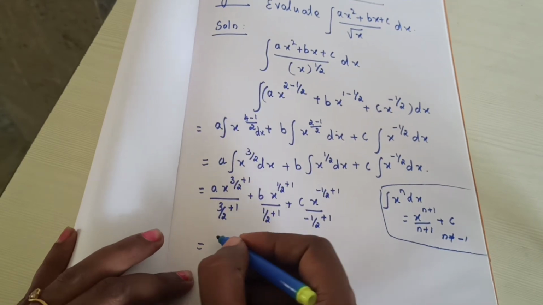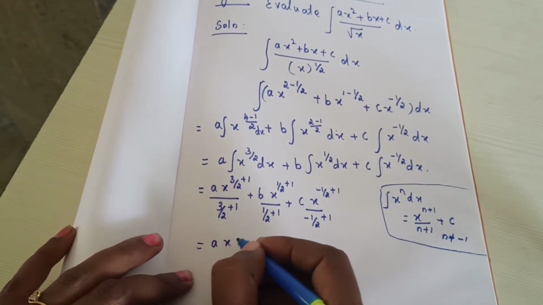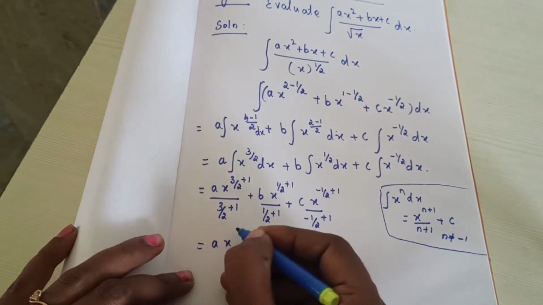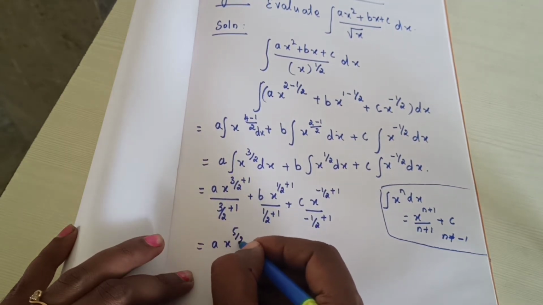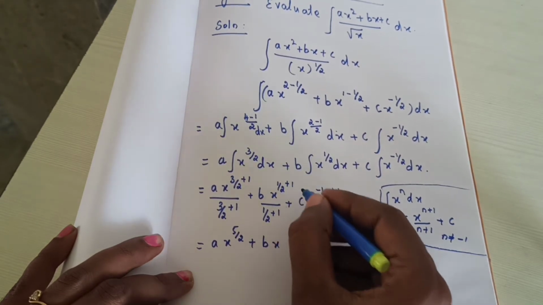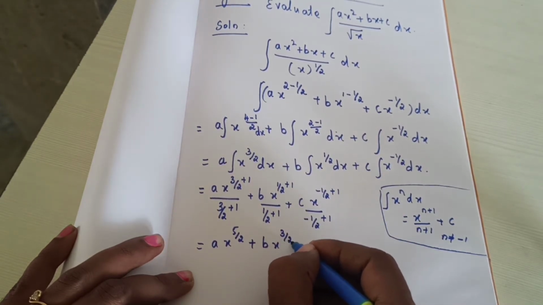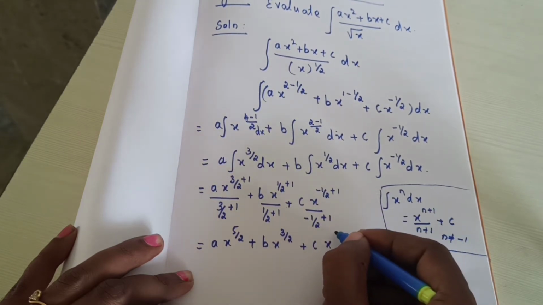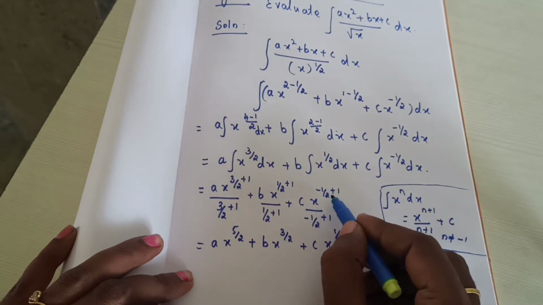Just simplify. That is a x power, LCM is 2, is it right? So 2 into 1 is 2, so we will get 5 by 2. Plus b into x power, 2 is the LCM, so you will get 3 by 2. Then plus c into x power 2, is it right? So you will get how much? 1 by 2. Correct? So minus 1 by 2 plus 1.